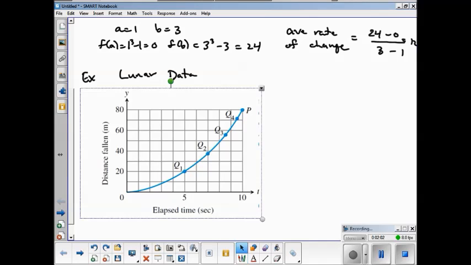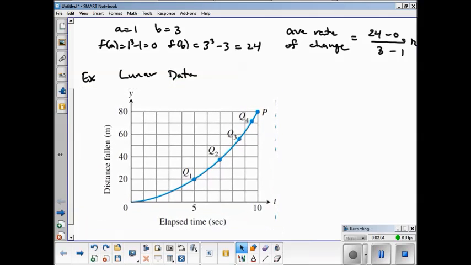Okay, well, ultimately what we're trying to do is look at the various points here. We're going to be finding slopes of lines. So we're interested first in the line that connects Q1 to P, and then the line that connects Q2 to P, and then Q3 to P, and Q4 to P, and so on. Okay? So those are going to represent different lines.